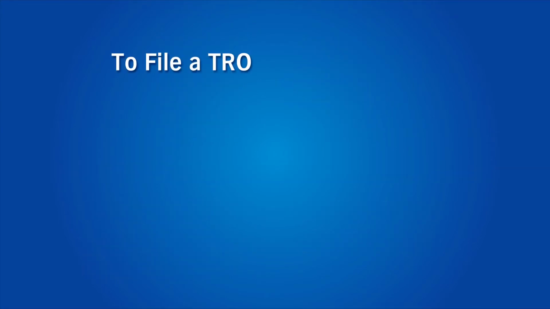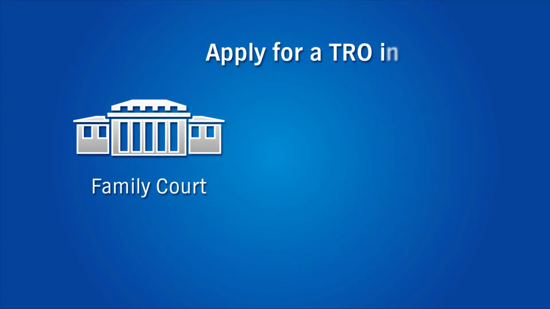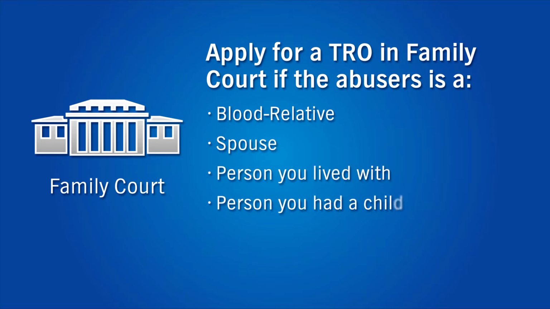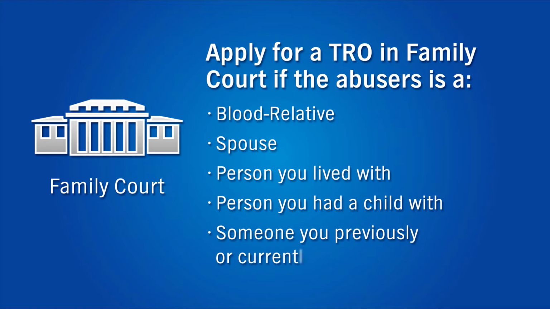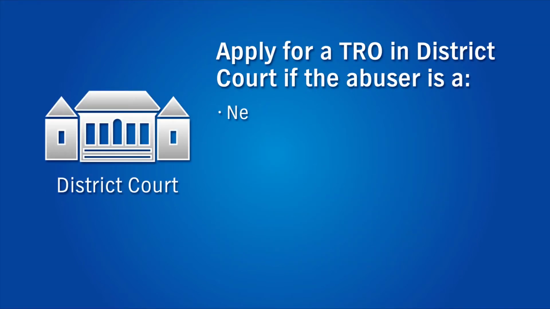To get a TRO, contact either family court or district court. Apply for a TRO in family court if the abuser is a relative, spouse, person you live with, person you have had a child with, or previously or currently romantically involved with. Apply for a TRO in district court if the abuser is a neighbor, co-worker, or does not fit into the family court categories.